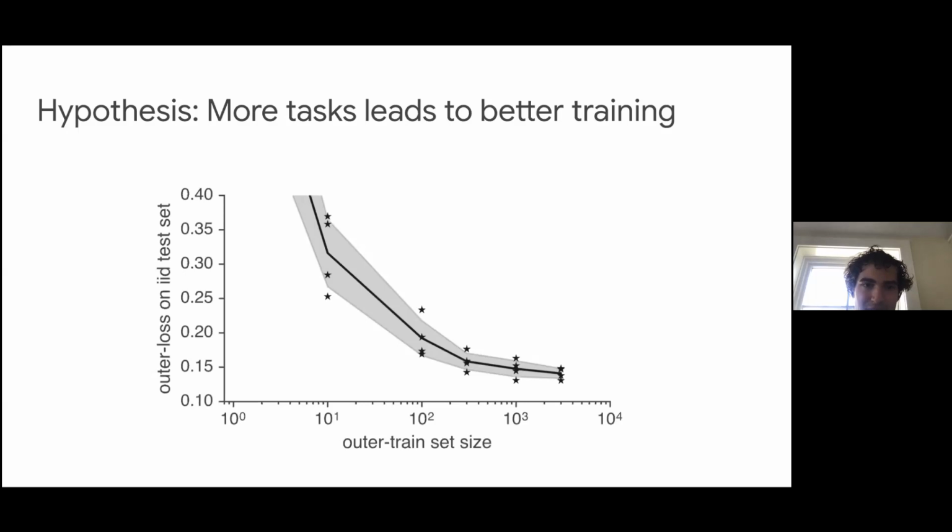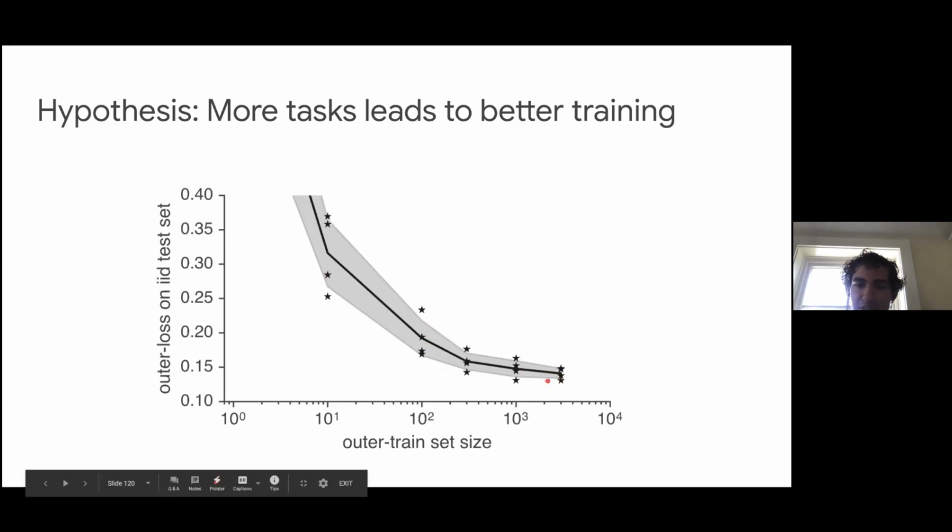Going in, our hypothesis was that adding more tasks would lead to better meta-generalization, and we can directly test this now. On the x-axis here, I have the outer training set size. On the y-axis, I have the outer loss on some test set of tasks, so this is generalizing to some new set of tasks. Each star here represents a trained learned optimizer. What we find is that the more tasks we add, unsurprisingly, the better we do on generalization performance.